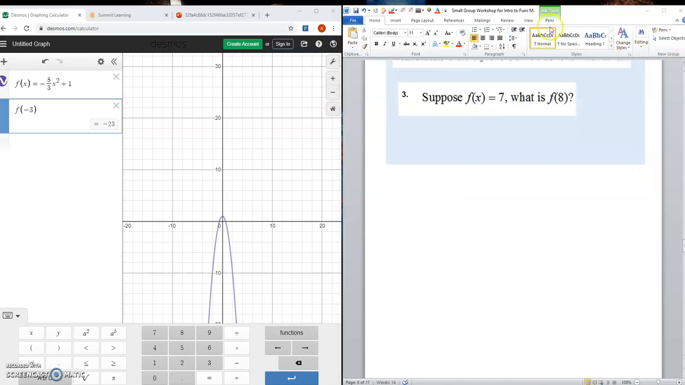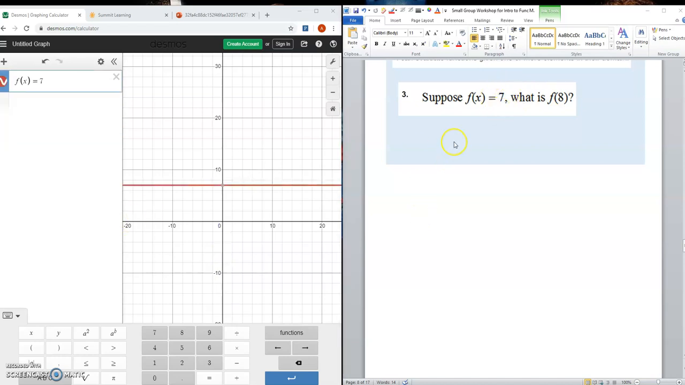Question number 3, f of x equals 7. What is f of 8? Well, first of all, you're already saying that your function, which is y, is 7. So whatever happens to your x, your y is still 7. So the answer here is 7. Because no matter what x is, it can be 0, it can be -1. In this case, it's 8. Your f of x, which is the function of x, is still at 7.